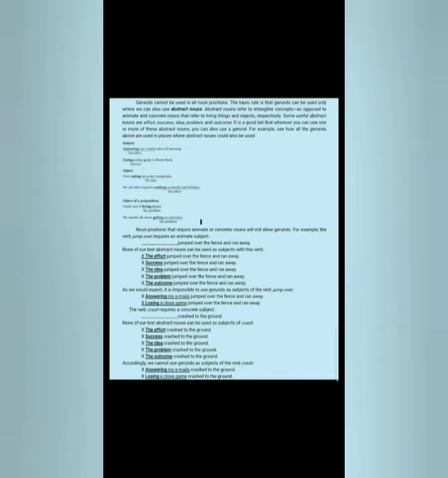As we would expect, it is impossible to use gerunds as the subject of the verb jump over. X. Answering my email jumped over the fence and ran away. X. Losing a close game jumped over the fence and ran away.